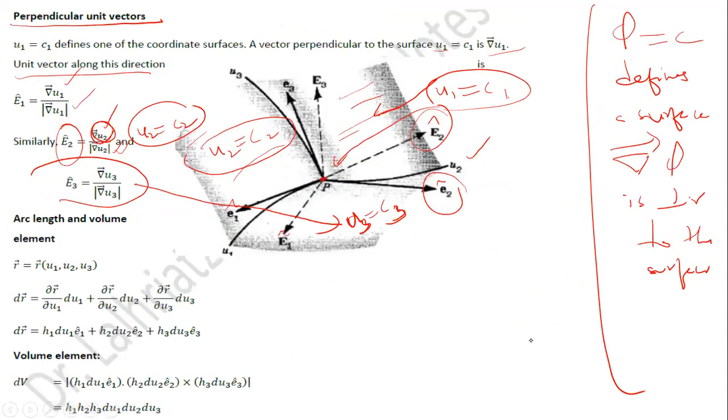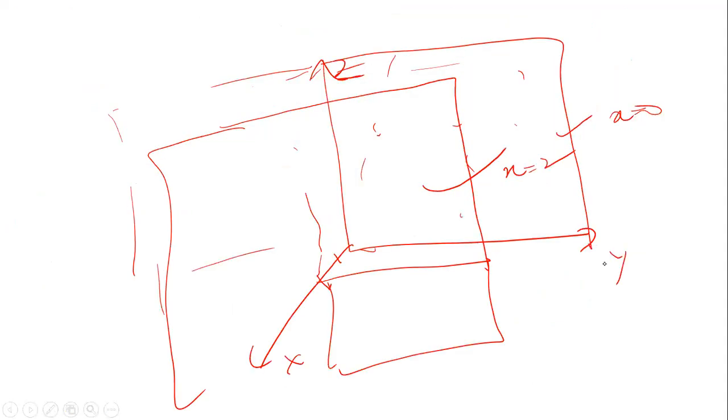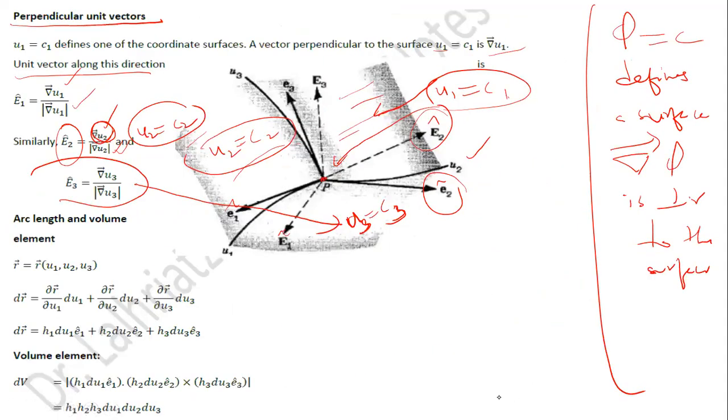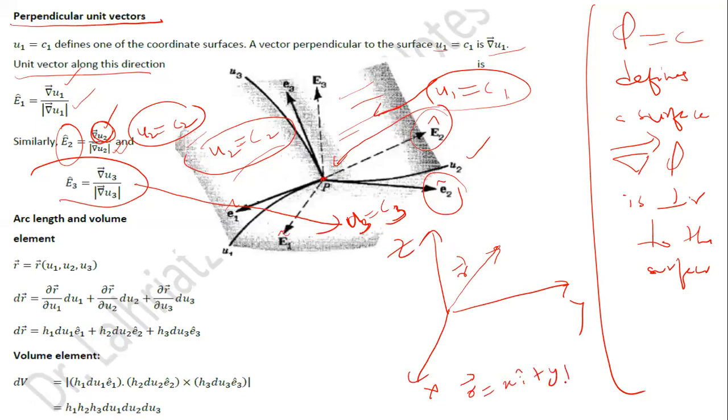Now, we can define what is called an arc length. In a 3D Cartesian system, if you draw a 3D Cartesian system like this, x, y, z, the position of any point can be given by the position vector, which is your r vector. Your r vector is given by x i plus y j plus z k.